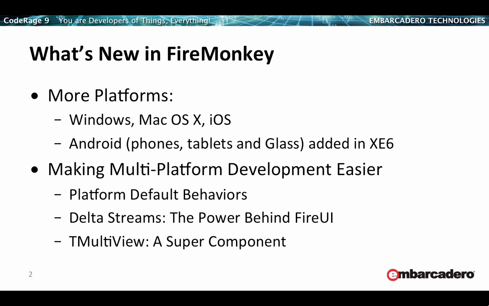These are a lot of platforms to support, with a lot of differences in the look and feel between them. One of our top goals over the past year has been to find ways to make it easier for you to write apps that can target all of them. We've added platform default behaviors that let controls change their size and position based on the device they're running on. We've created a new variant of form inheritance that we call Delta Streams that can apply modifications to a form based on the runtime device. This is the core technology at the heart of the Fire UI designer. All of these concepts come together in a new transforming supercomponent called TMultiView.